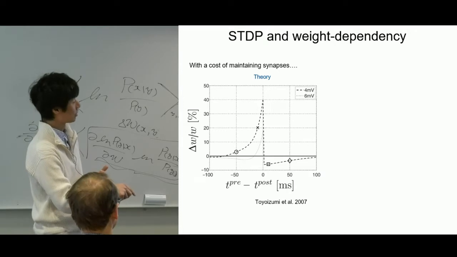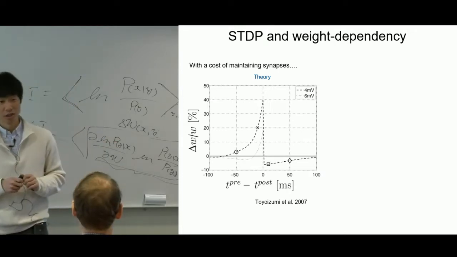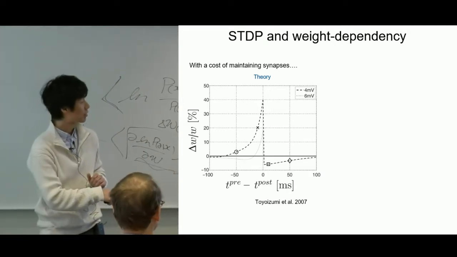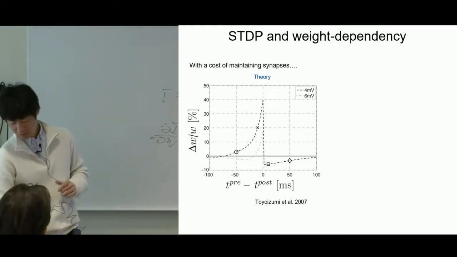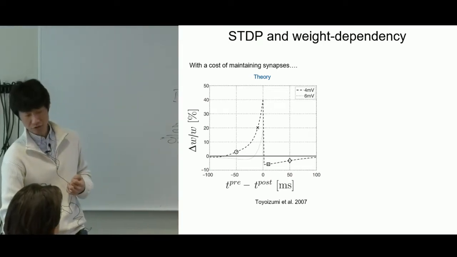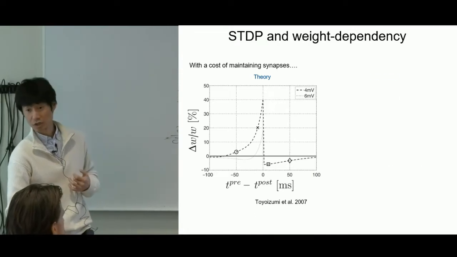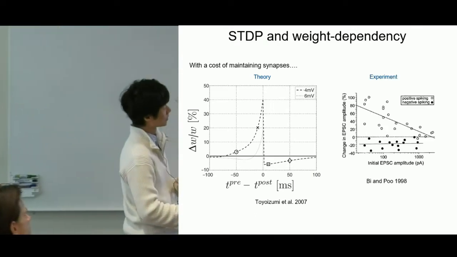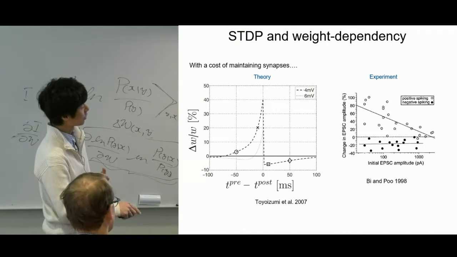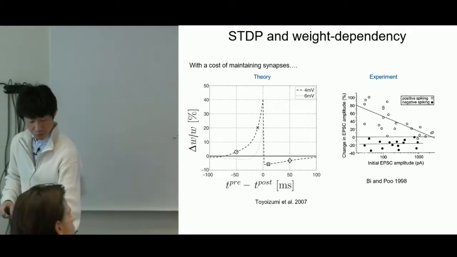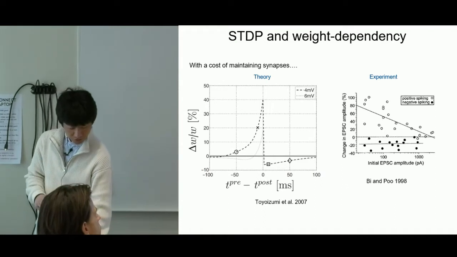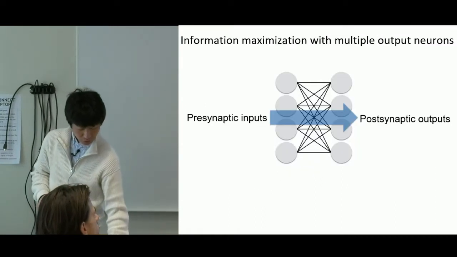Because they are metabolically costly and the cost is proportional to the synaptic strength, whereas for big synapses, the utility of information is not proportional to the synaptic strength. So it gives an STDP relationship as well as weight dependency for the STDP. So that's what I did a long time ago.